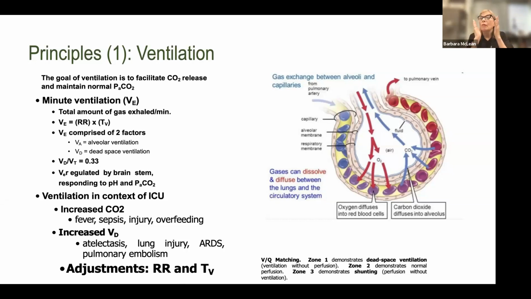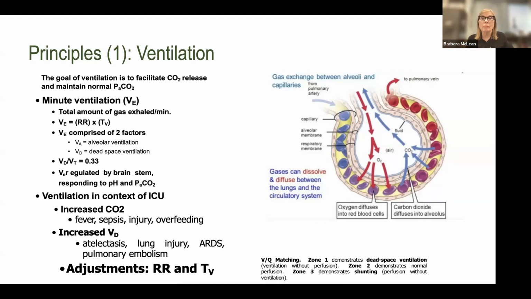So again, ventilation is not just about turning knobs and buttons on the mechanical ventilator. It's really about trying to understand the message the patient is giving us that is portrayed by his respiratory rate and tidal volume and some other things, and by his blood gas, and by trying to understand the message that the patient is delivering to us.